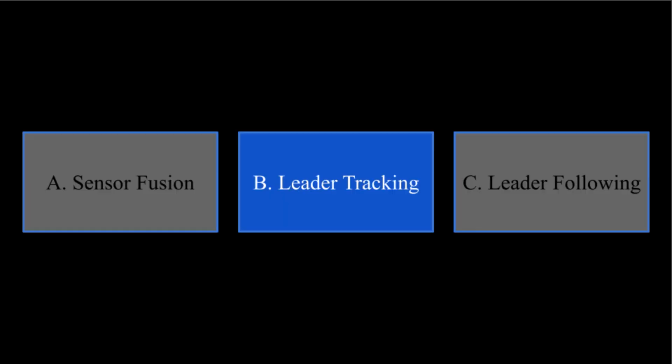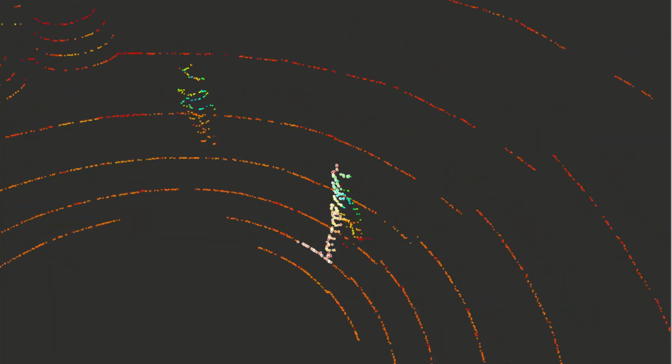We actively track the leader point cloud using an extended Kalman filter. This allows people and obstacles to briefly pass in between the robot and the leader.